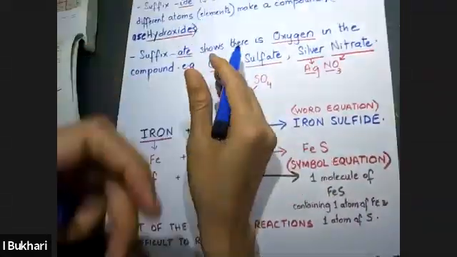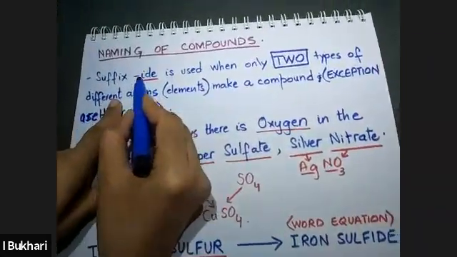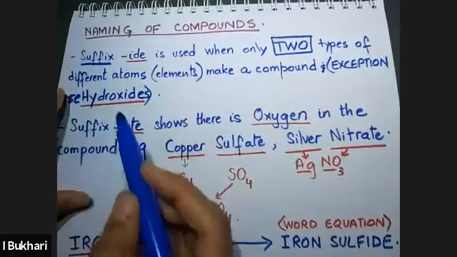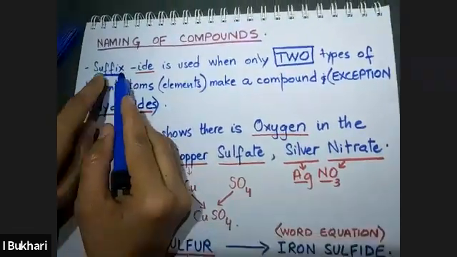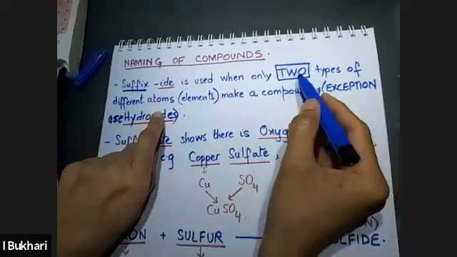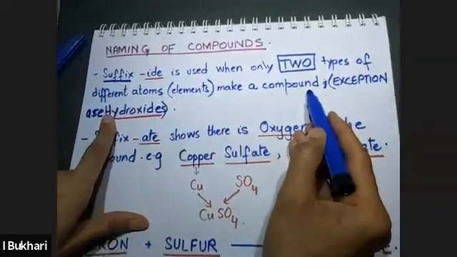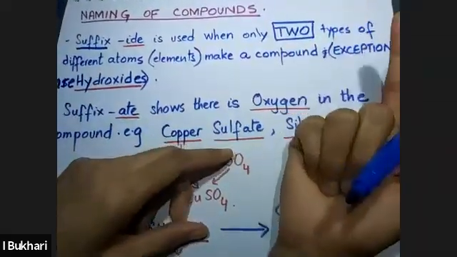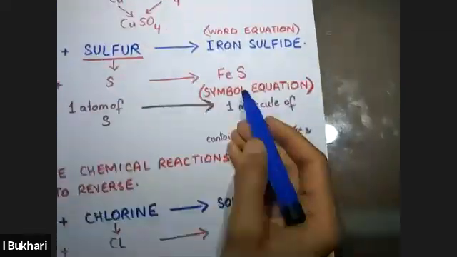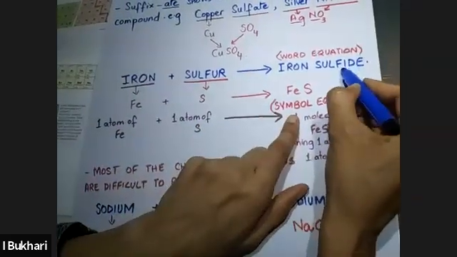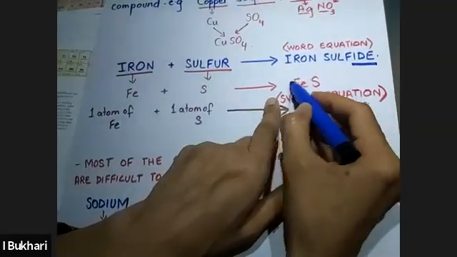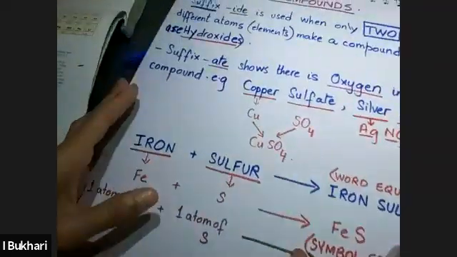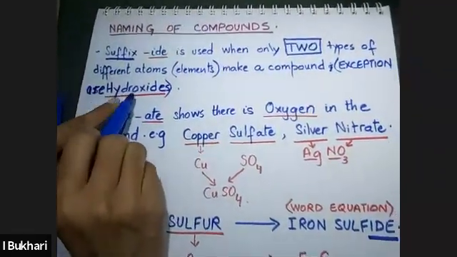The answer is that whenever you come across a chemical name which ends in the suffix "ide"... What is a suffix? Remember you did suffix in English spellings? It is a group of letters that comes at the end. So we use the suffix "ide" when only two different types of atoms make a compound, like sodium chloride. We will do more examples, and then this iron sulfide. The reason we have "ide" at the end is because it is made up of only two different types of elements, or two different types of atoms. The exception is only hydroxides. Hydroxides are the only exceptions.